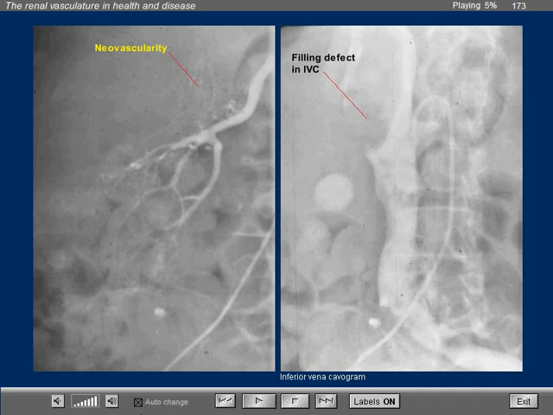We're now going to show you in two cases the arteriographic findings in renal vein thrombosis. The first patient shows neovascularity just above the main right renal artery in topography of the right renal vein. The inferior vena cava study shows a large filling defect at the same site where the neovascularity was seen. And this is because the renal artery provides the vasa vasorum of the renal veins. And what we are seeing is the nourishment of tumor growing in the renal vein and in the inferior vena cava supplied by the right renal artery.